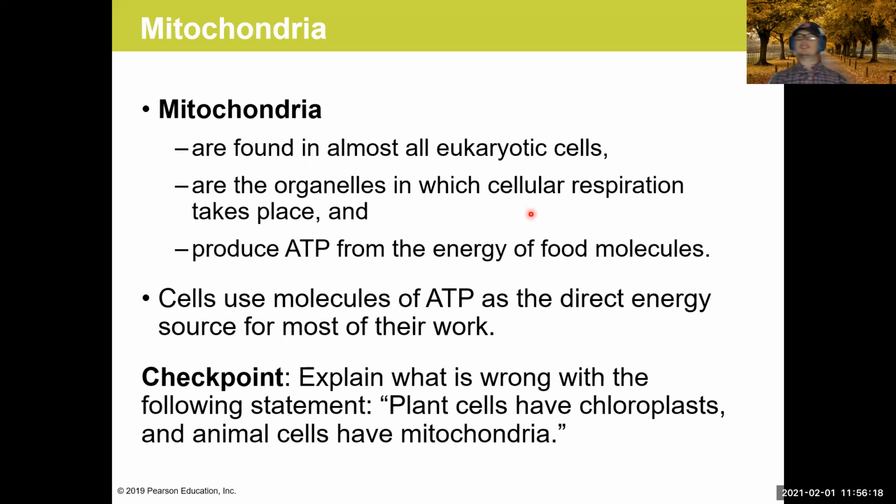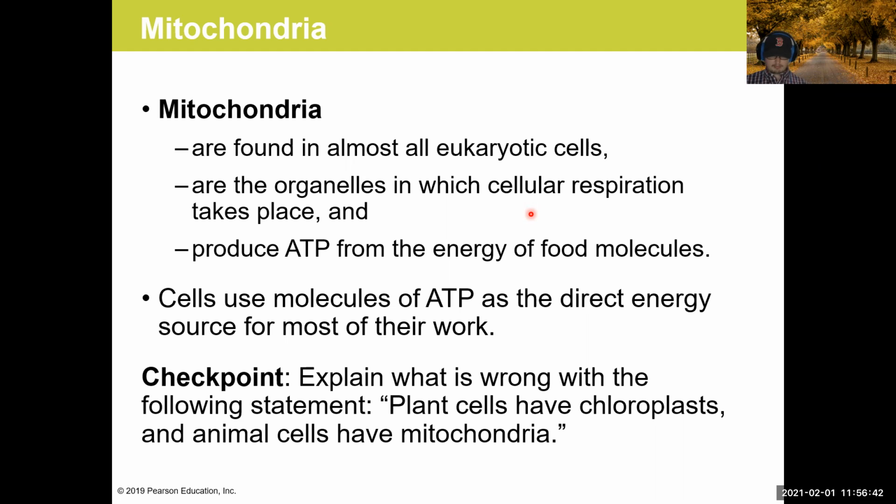So photosynthesis takes solar radiation and converts it into glucose. And then cellular respiration takes glucose and turns it into ATP. And ATP is what we use to fuel a lot of our cellular processes. So that's the direct form of energy for work that we have going on in our cells.